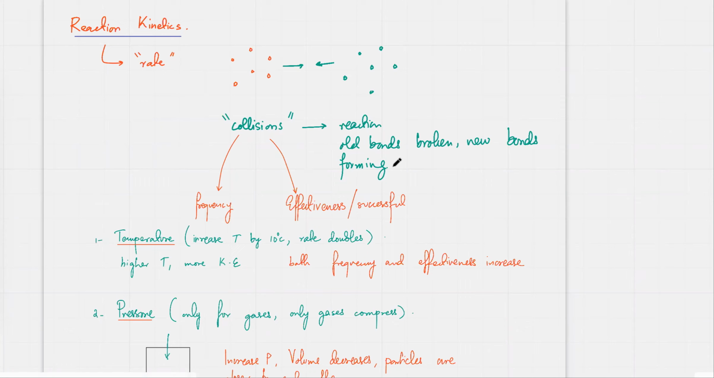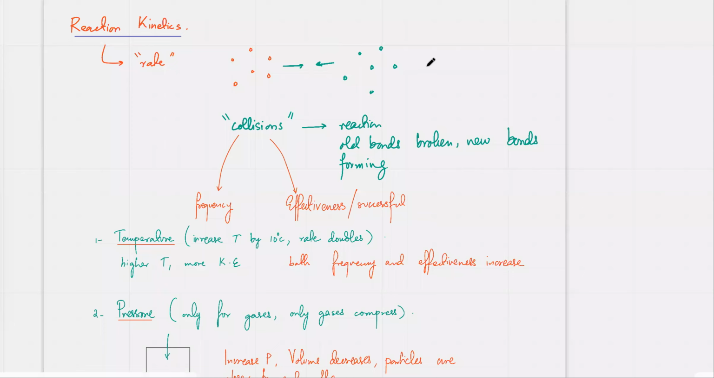The particles might be colliding a lot, so they would have a very high frequency of collisions, but there would be zero reaction. That means the collisions are of no use. Maybe they're not energetic enough, they're not violent enough to lead to a reaction. So they're not effective.